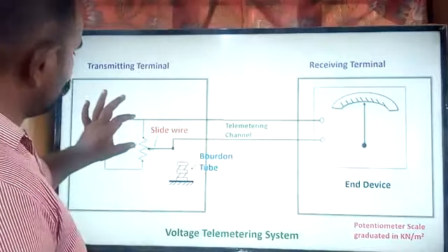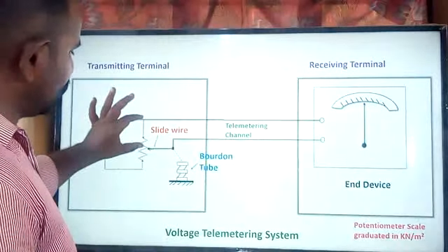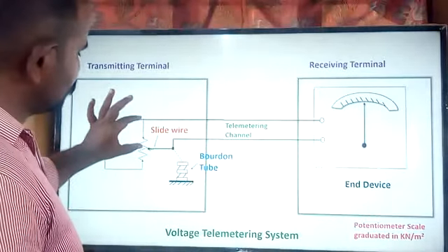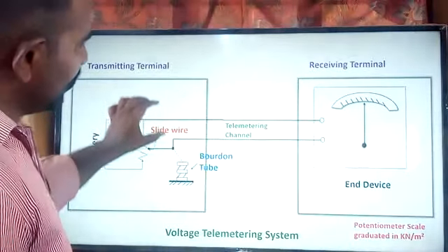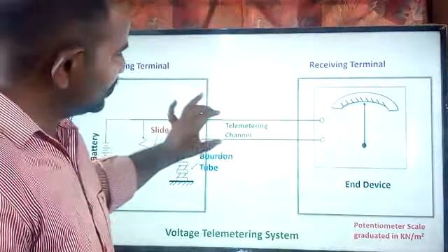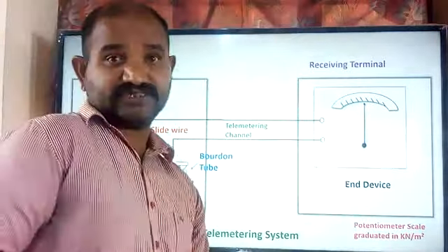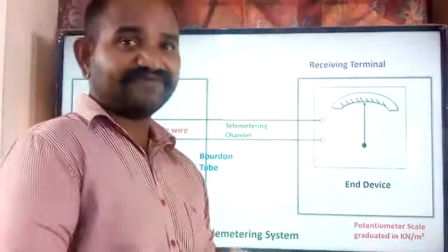From the initial case, there is a voltage difference from the initial part. That voltage difference, the deferred voltage, is going to be transferred from the transmitting end to the receiving end using the telemetering channel in the form of voltage.